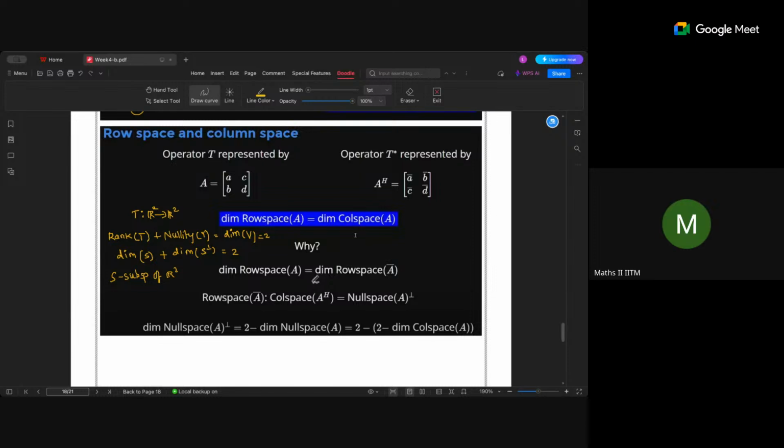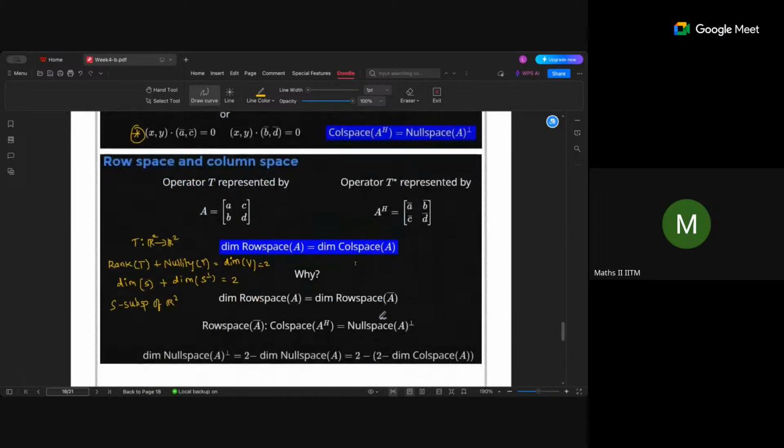Now you see that the dimension of the row space of A is the same as the dimension of the row space of A bar. Taking the complex conjugate is not changing the dimension. When you take the bar, you are not losing linear independence. Linear independence is not affected by the complex conjugate, so the dimensions are the same. So the row space of A bar is nothing but the column space of A^H, which is the same as the null space of A dual.